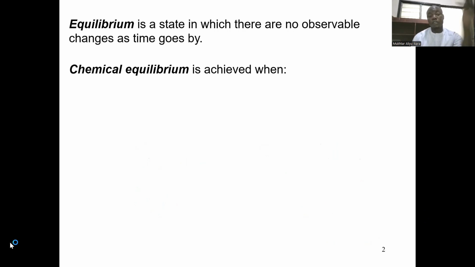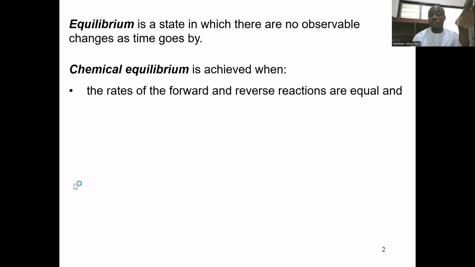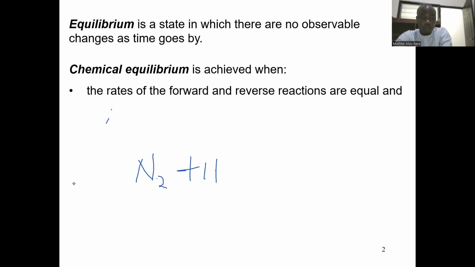Next, we are talking about chemical equilibrium. So what is chemical equilibrium? Chemical equilibrium is achieved when the rate of the forward reaction and the reverse reaction are equal. For example, if you have nitrogen reacting with hydrogen, it produces ammonia.